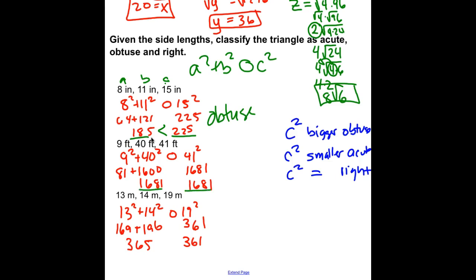I got 1681 and 1681. Those are the exact same thing, which means I have a right triangle because c squared is the same. And then I got 365, which is bigger than 361, right here. That means c squared is smaller, so it's acute. So we should have gotten obtuse, right, and then acute.